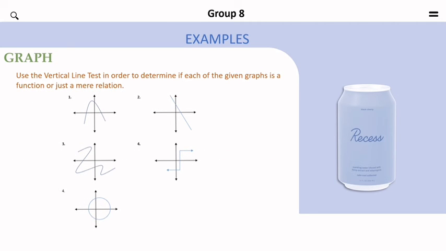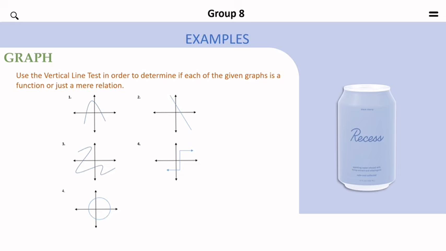We now have graphs. Use the vertical line test in order to determine if each of the given graphs is a function or just a mere relation. Use the vertical line test.